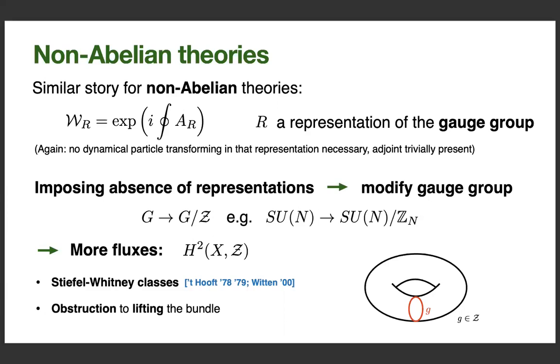Sometimes they're also called 't Hooft fluxes because he was the first one to write them down, even already in the late 70s. And they were also used, for example, in a paper by Witten to calculate the different supersymmetric indices in these different theories, and they will have an effect on that. Right? And these Stiefel-Whitney classes will be specified by these cohomology classes, where X is our space-time, and Z is given by the discrete factor, which is a subgroup of the center that I mod out.